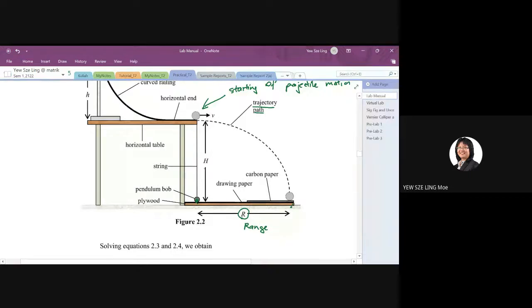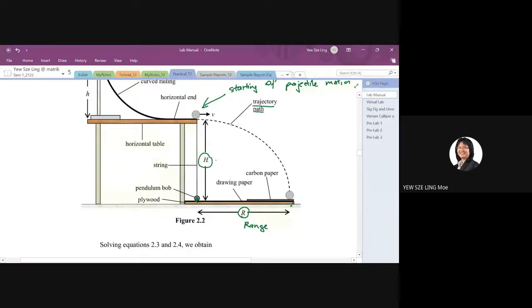So this H given is the height, the vertical distance, SY. The range is your SX.